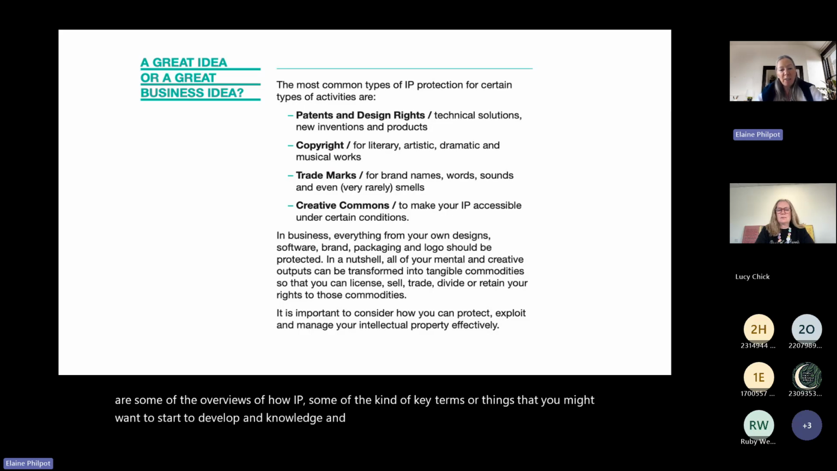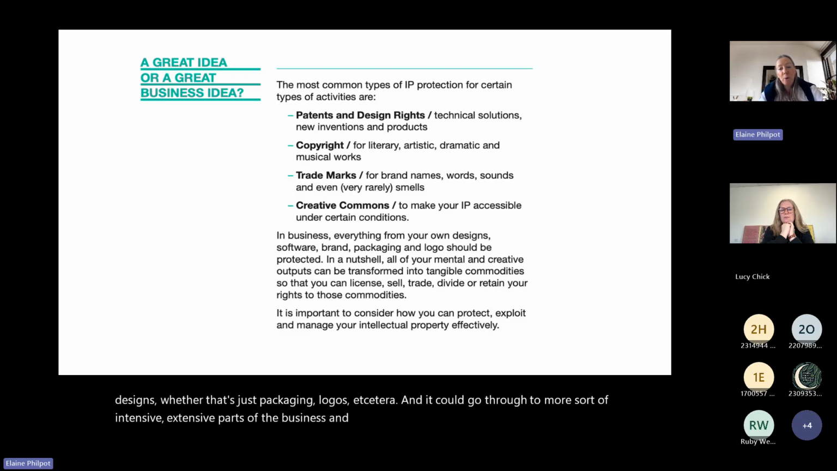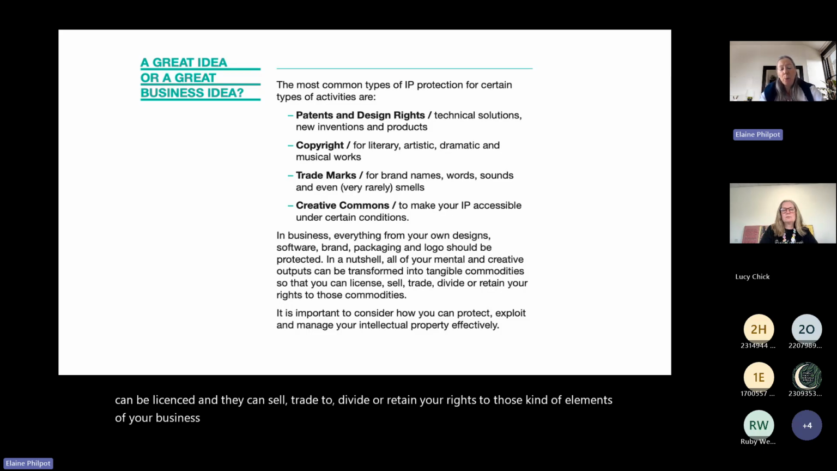Most brands will have their own designs, whether that's just packaging, logos, etc. And it could go through to more extensive parts of the business and how it runs. So in a nutshell, all of your mental and creative outputs can be transformed into tangible commodities so that they can be licensed. You can sell, trade, divide or retain your rights to those elements of your business or design commodities. So it's really important to consider that.